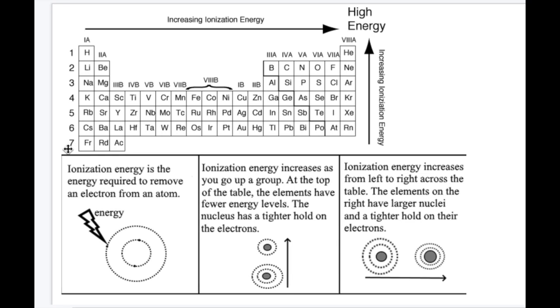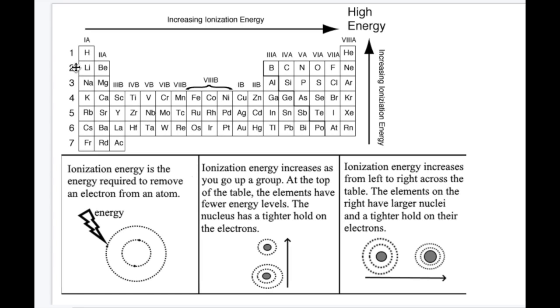As we move up the group, it's going to require more energy to take away the electrons. Down here, because there are 7 energy levels in these atoms, the electrons are further away from the pull of the protons in the nucleus, so they're more easily taken away. That's why there's less energy required compared to up here, like lithium and hydrogen.